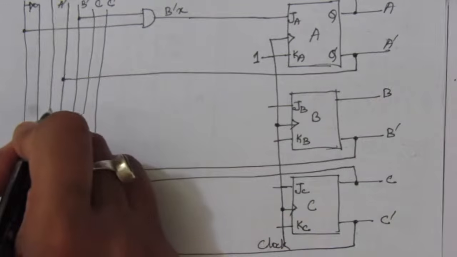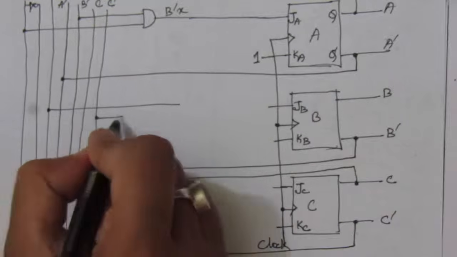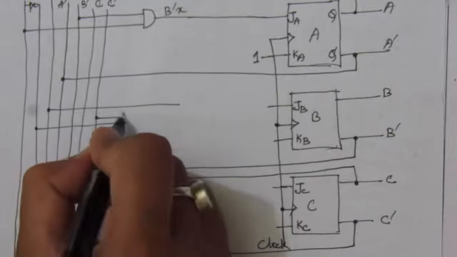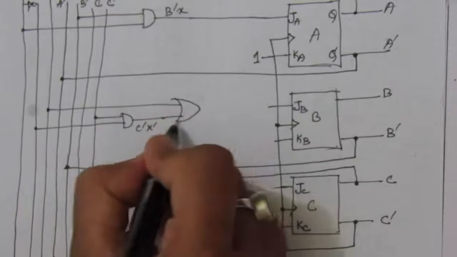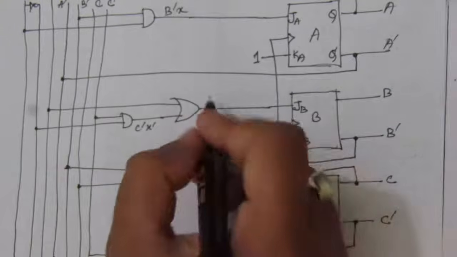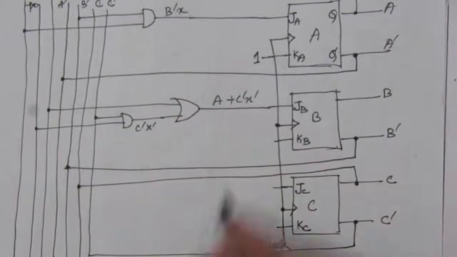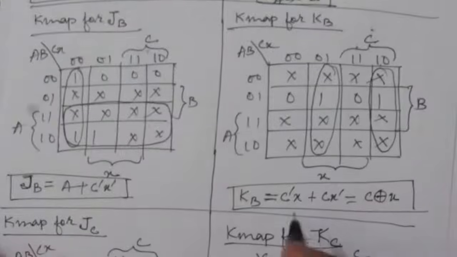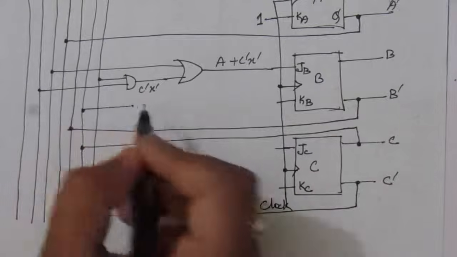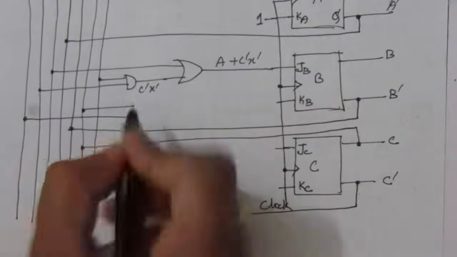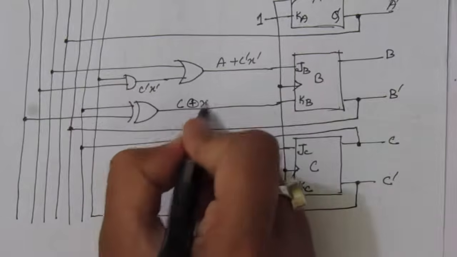So take a line from A, and C bar X bar. So take a line from C bar, take a line from X bar. You use an AND gate. Here we'll get C bar X bar and add these two with an OR gate and give it to the JB input. Okay, so here we'll have A plus C bar X bar. Next for KB we have C XOR X. Take a line from C, this one is the C line, and take a line from X, use an XOR gate and connect to this KB input. So this is C XOR X.